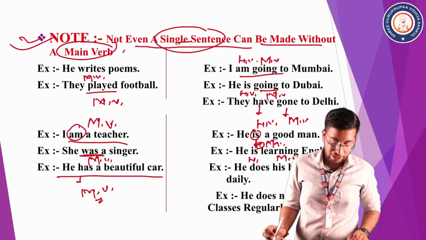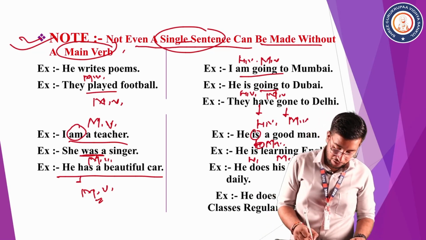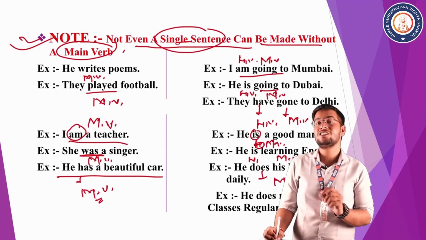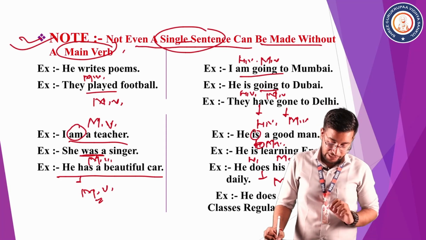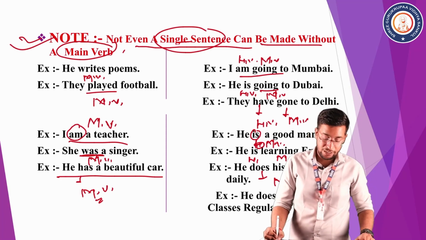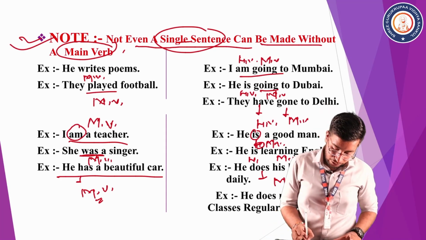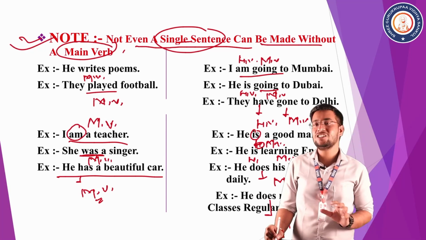He does his homework daily. In this example, does is used as a main verb. Why main verb? Because there is no other main verb here. He does not come to classes regularly. In this example, come is our main verb, so does will definitely work as a helping verb. I think this concept is clear to you.